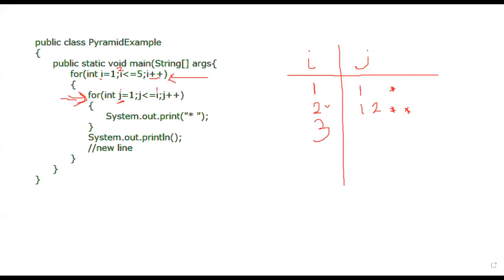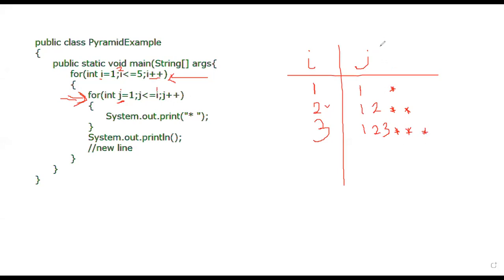So if j is equal to 1, 1 is less than 3. So it will print 1 asterisk, then update the j from 1 to 2. 2 is also less than 3. So it will print another asterisk. Update the j again to 3. That's the j plus plus. 3 is less than or equal to 3, which is also true. So it prints this asterisk again.